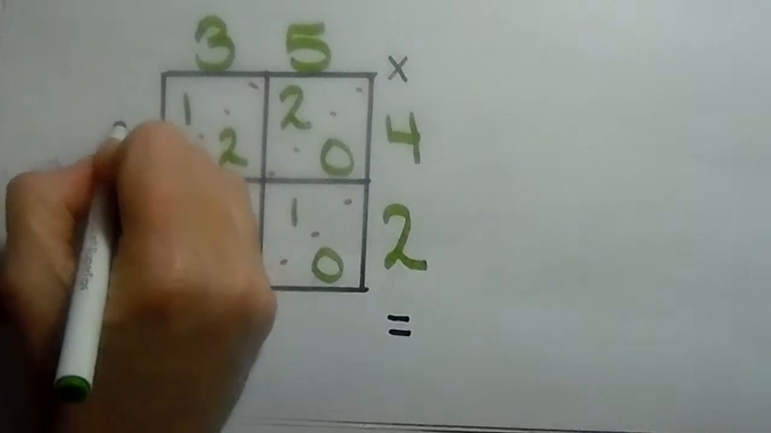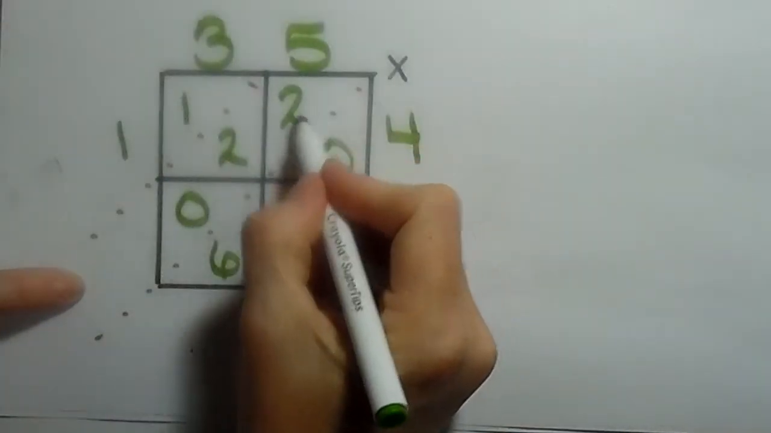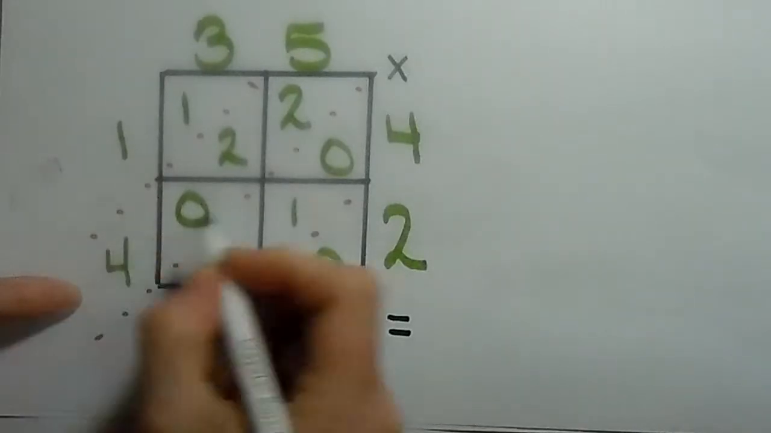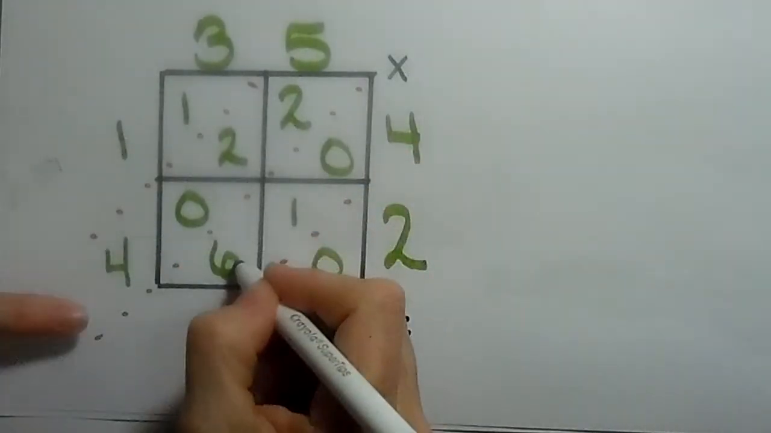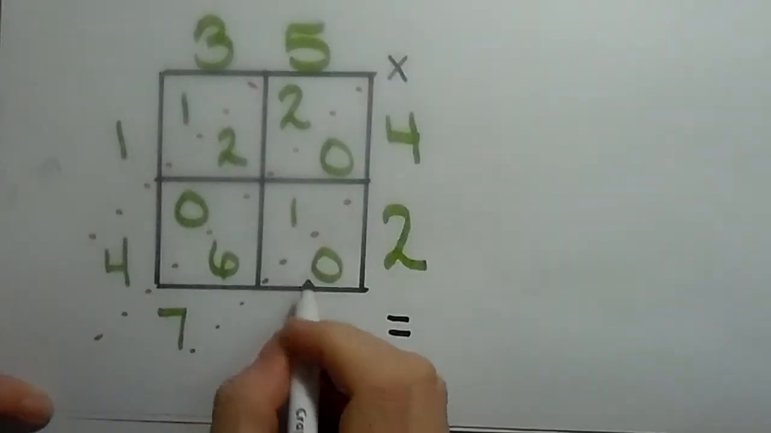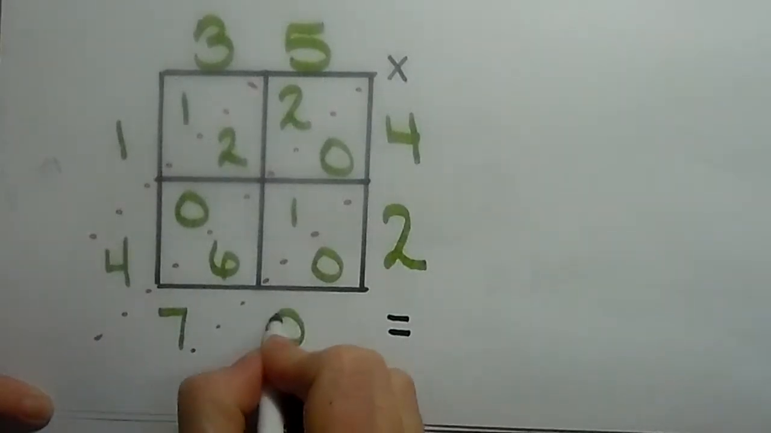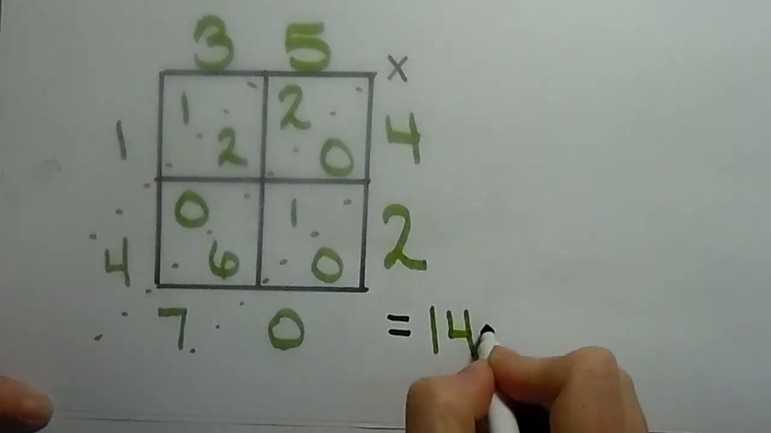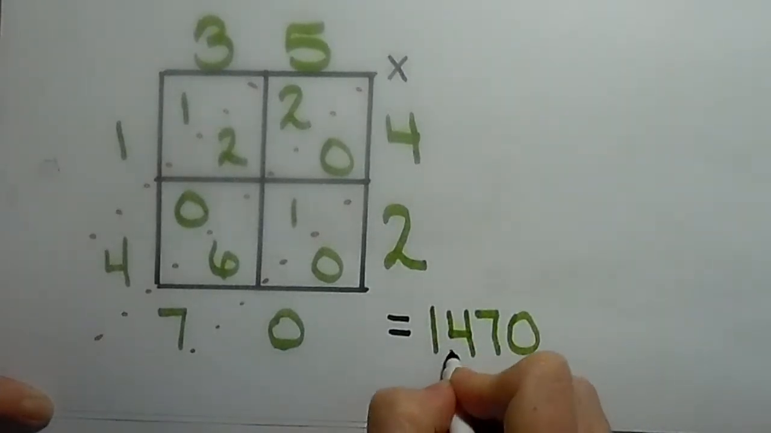We have our 1 by itself. 2 plus 2 plus 0 is 4. 0 plus 1 plus 6 is 7. And 0. So our final answer for this is 1470.